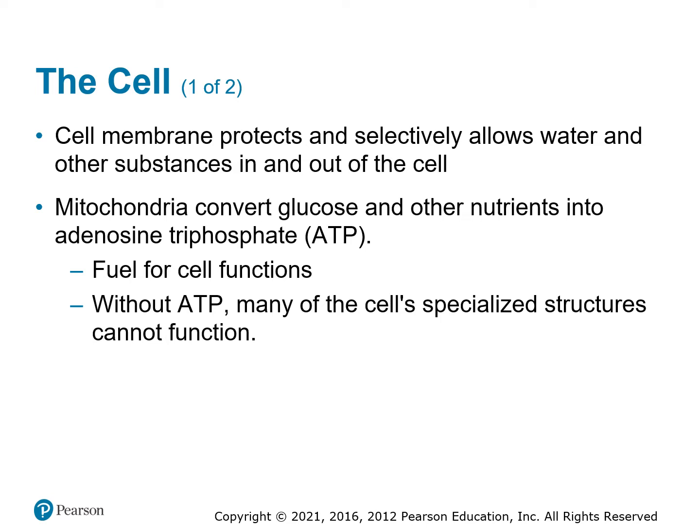Inside the cell, one of the most important features that we're going to run into is the mitochondria. The mitochondria takes the glucose and other nutrients that are brought into the cell from the bloodstream and converts those to ATP, adenosine triphosphate. ATP is the fuel that we send to the rest of the body to be used by the other cells to create life. So ATP is very vital to how our body functions.